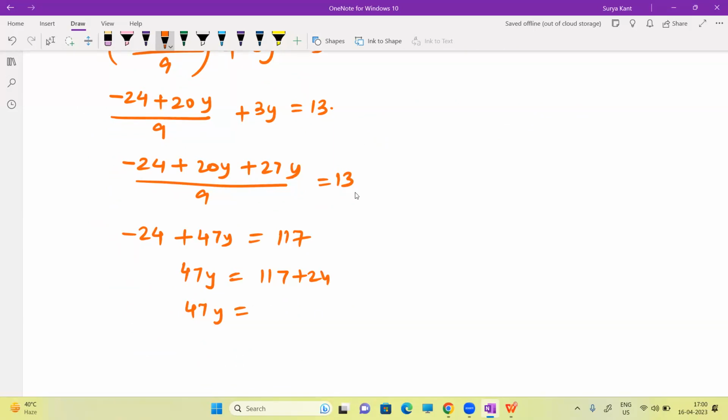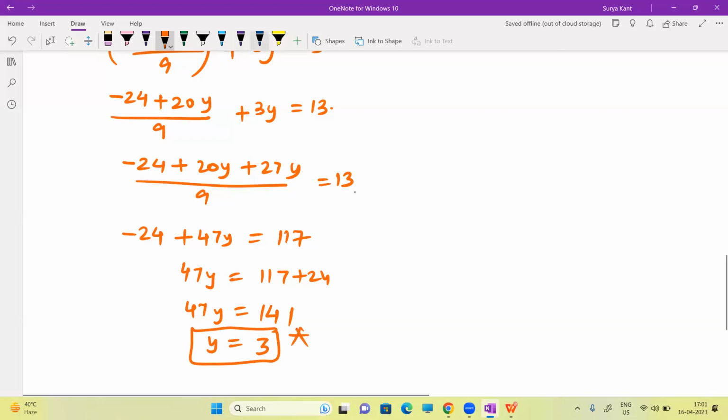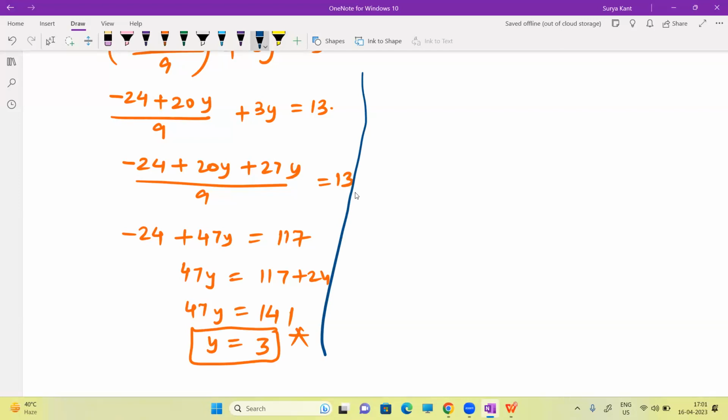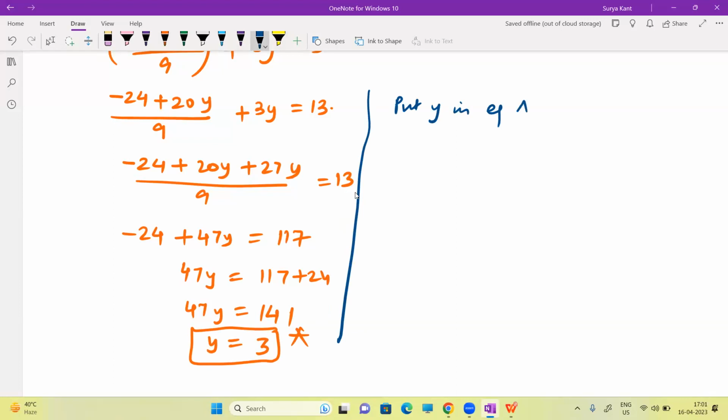What will we get? 141. So y is equal to 3. And then put the value of y in equation number A. Put y in equation number A, not 1, it's A.